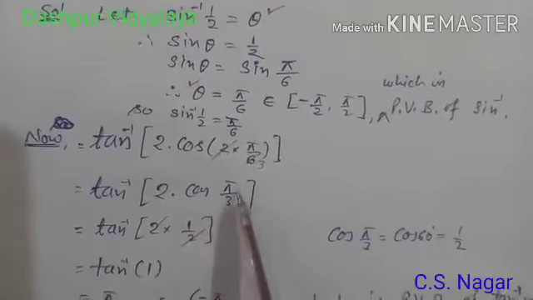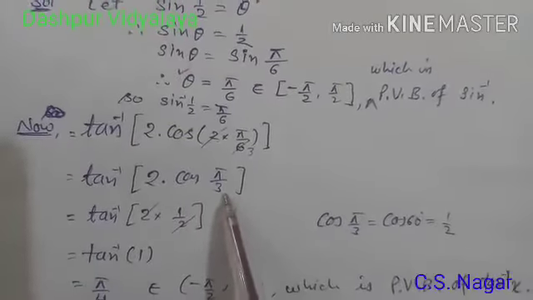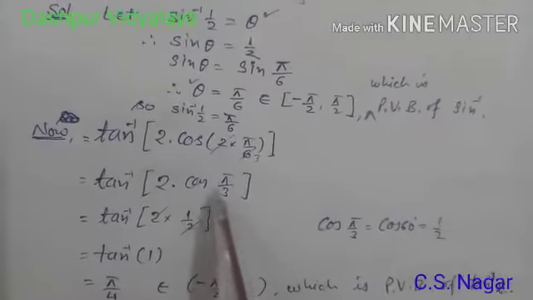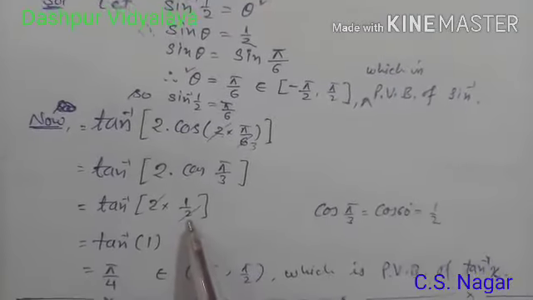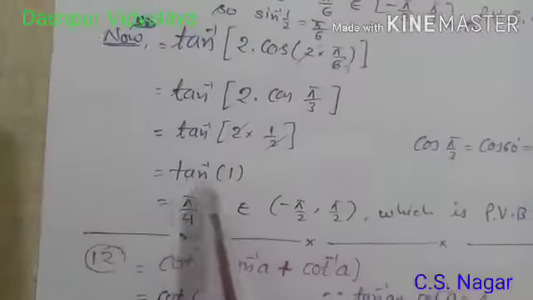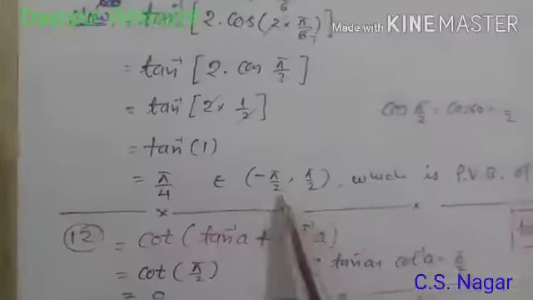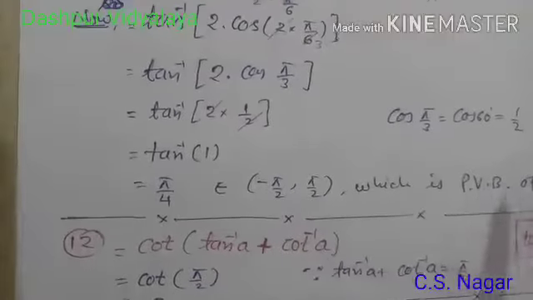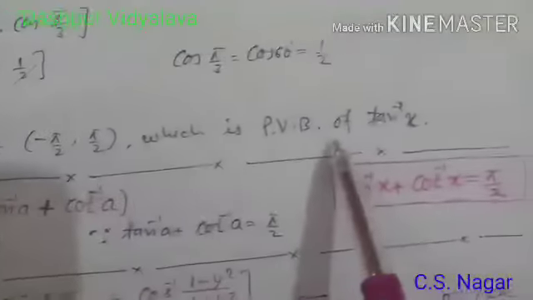Cos pi by 3 means 180 divided by 3, that means 60. Cos 60, the value of cos 60 is 1 by 2. Once again 2 and 2 cancel out, only 1 remaining. And tan inverse 1 is pi by 4, which belongs to minus pi by 2 to plus pi by 2, which is the principal value branch of tan inverse x.